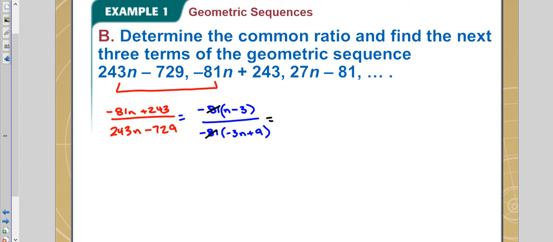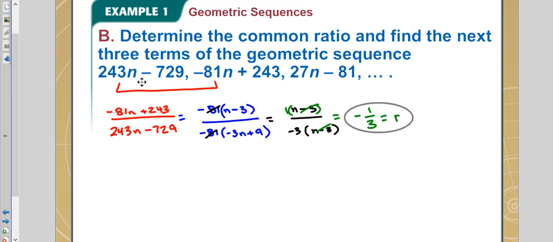Okay, now let's see what we can do. We have n minus 3 over, and this also has a GCF. If I take out a -3, I'm left with n minus 3. And now I can finally see that if I cancel these two factors out, they go away, and I'm left with -1/3. So each time, you could look at it as being divided, or you could say being multiplied by -1/3. This is my R here. And I got that by reducing.